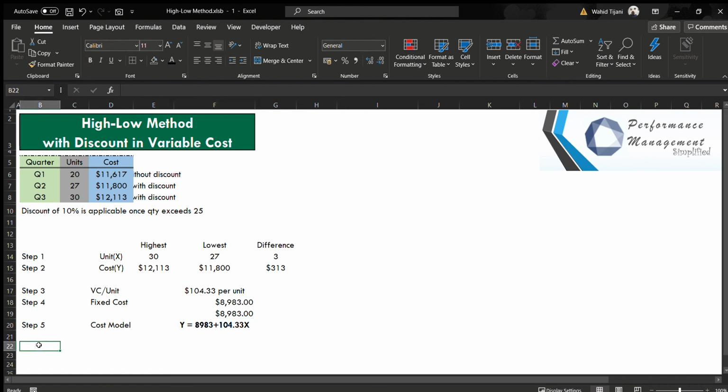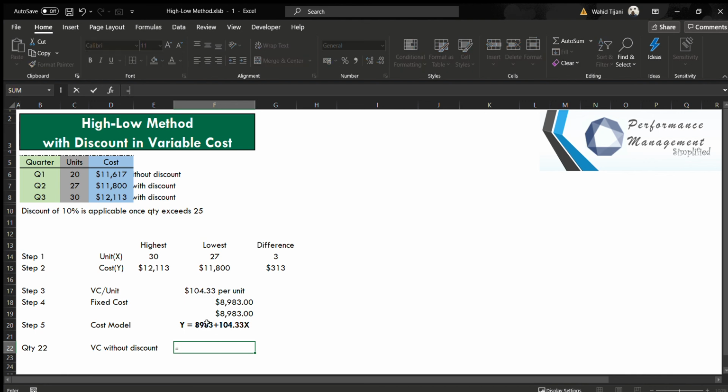Let us just zoom over now and ask to actually do a forecast, say for a period or a quarter where the quantity happens to be 22. If quantity happens to be 22 this time around, this will be lower. That means this will be without the discount. So all I have to do is to compute my variable cost without discount. Since my VC with discount happens to be 104.33, that means my variable cost in that instance is actually 90%, having enjoyed the 10% discount. So for me to know the gross price which I would pay without the discount, that would simply be 104.33 divided by 90%, and that happens to be this amount.